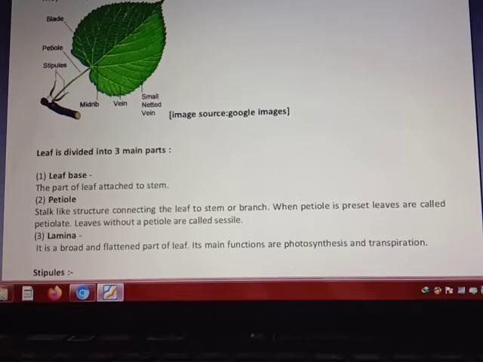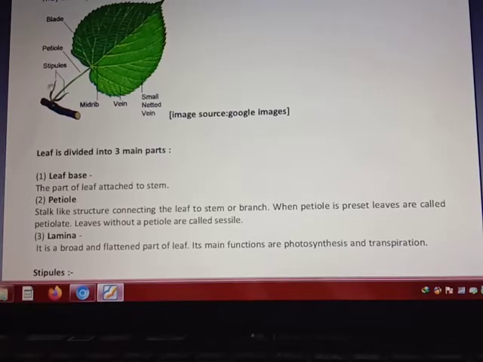Now in some cases near the leaf base, small leaf-like structures are present, and those leaf-like structures are known as stipules. Mostly these stipules are present in dicotyledon plants. Dicotyledon means in which two cotyledons are present. In very rare cases these are also present in monocotyledon plants, and if this stipule is present in a monocotyledon plant, then we will not call it a stipule, we will call it a ligule.